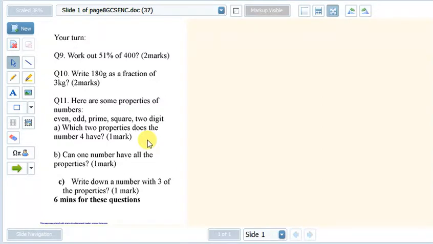Question 11. Here are some properties of numbers: even, odd, prime, square, and 2-digit. Now 2-digit, for an example of that, is 11 or 13. So it's just a number with 2 numbers in. Okay, so part A, which 2 properties does the number 4 have? So is it even, odd, prime, square, 2-digit? And part B, can one number have all the properties? And part C, write down a number with 3 of the properties. Okay, so I've given you 6 minutes for this. So good luck, and have a good go.